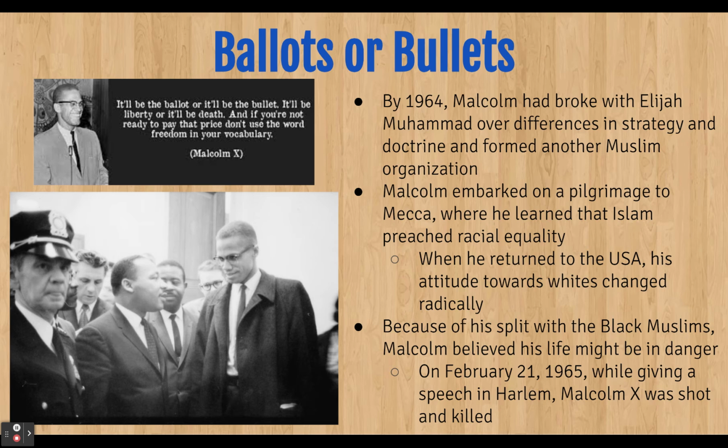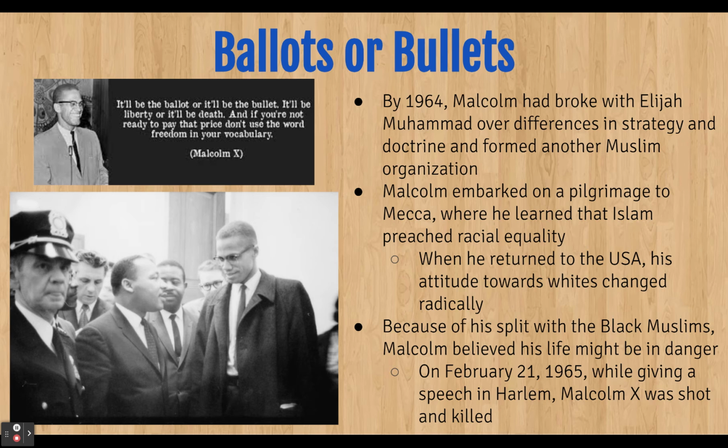When he returned to the United States, his attitude towards whites changed. And this led him to split from the Black Muslims as he no longer followed their ideology and their doctrine. Because of his split with the Black Muslims, Malcolm believed his life might be in danger. Because he was such a big figure, you can see them as maybe being jealous or offended that he no longer wanted to be a part of them.